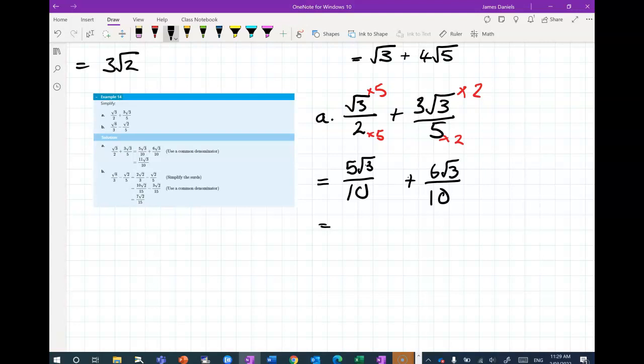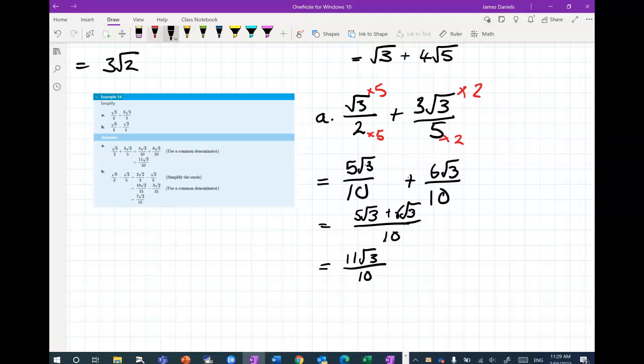Now we can look to add our like surds. So if you think about it, I'll add an extra step here. We have 5 lots of square root 3 plus 6 lots of square root 3 all over 10. And now I can add the like ones at the top here. 5 plus 6 is 11 lots of square root 3 over 10. And I'm going to leave my answer there.